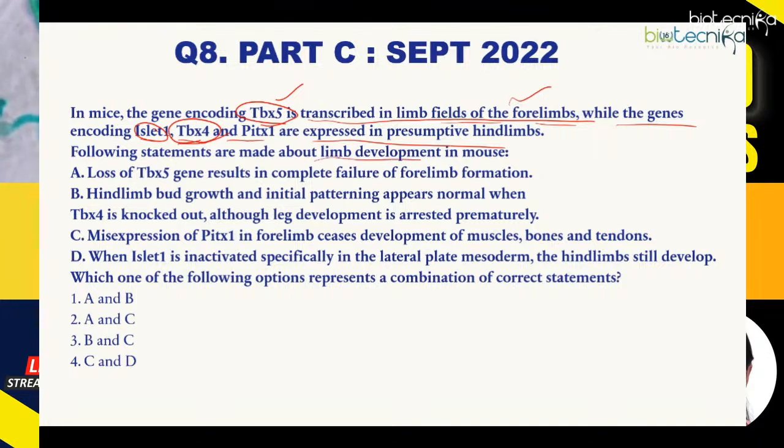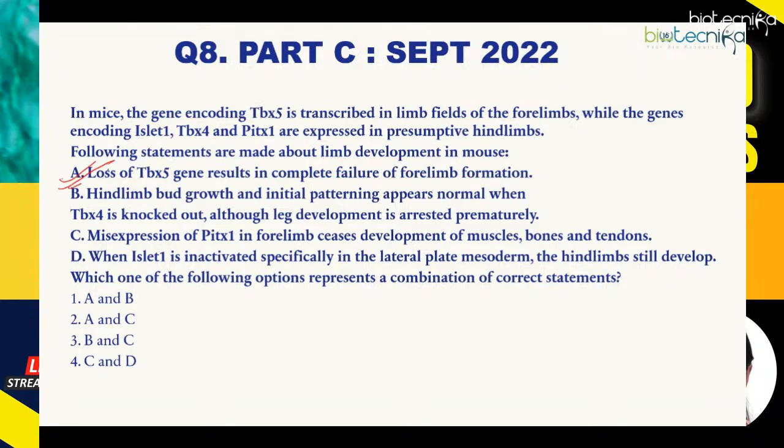Okay, so the following statements are made about limb development in mouse. Loss of TBX5 gene results in complete failure of forelimb formation. Obviously this has to be correct, because they have already said that TBX5 is in the limb field of the forelimb. So if TBX5 is not there, then forelimb specification will not happen at all. Next, hind limb bud growth and initial patterning appear normal when TBX4 is knocked out, although leg development is arrested prematurely. So how is this possible?